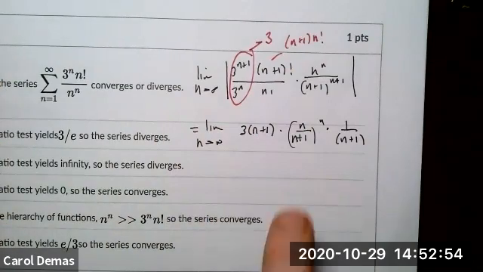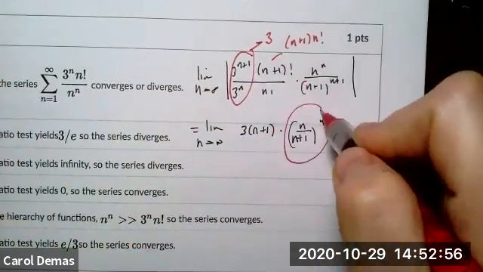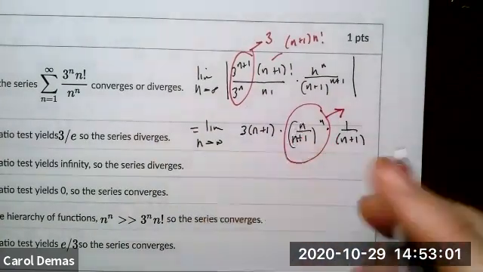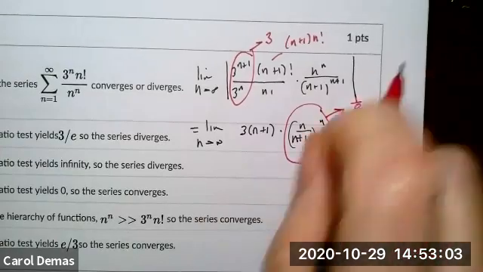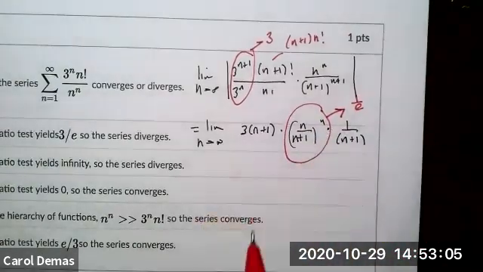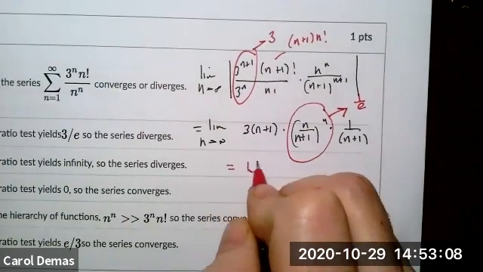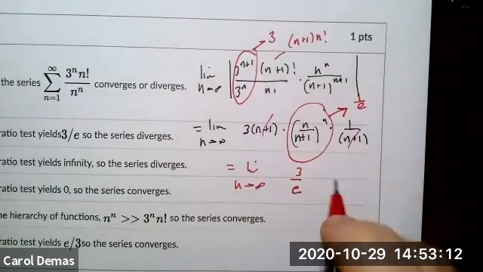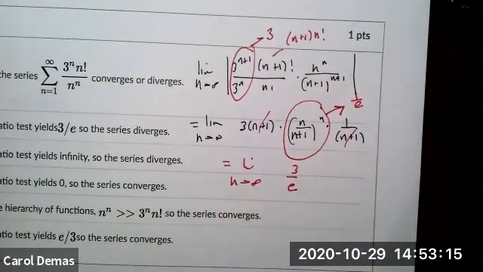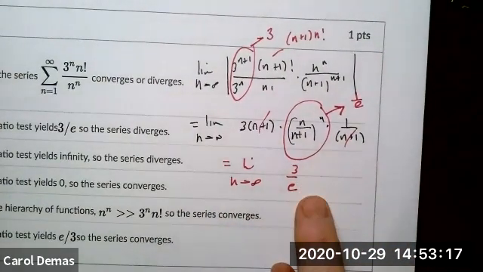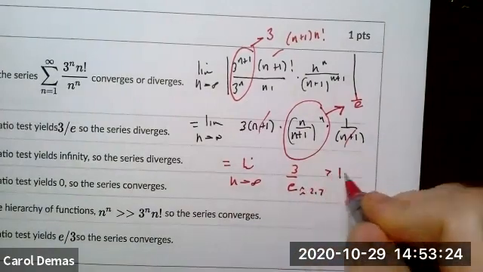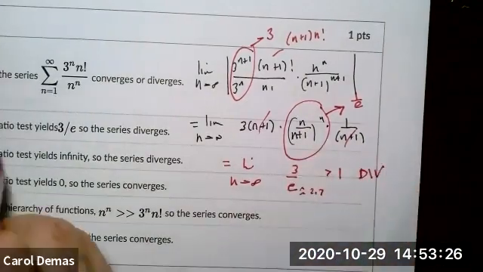Now, does anybody remember where this is going to go? I've done this at least a half dozen times. As n goes to infinity, this goes to 1 over e, right? So we're going to have the limit as n goes to infinity, these guys will cancel, 3 over e. Okay, is 3 over e greater than 1 or less than 1? e is around 2.7, so this is greater than 1, which means we diverge.